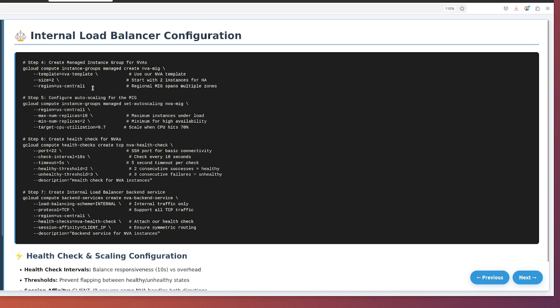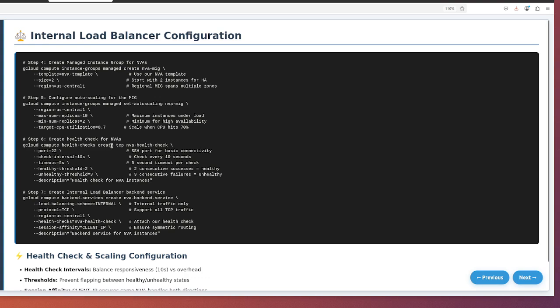The Managed Instance Group creates and manages a pool of identical NVA instances based on our template. Starting with a size of 2 gives us immediate redundancy. The MIG can automatically scale this based on demand, but having at least 2 instances ensures high availability even during maintenance or failures. The health check configuration is critical for reliable operation.